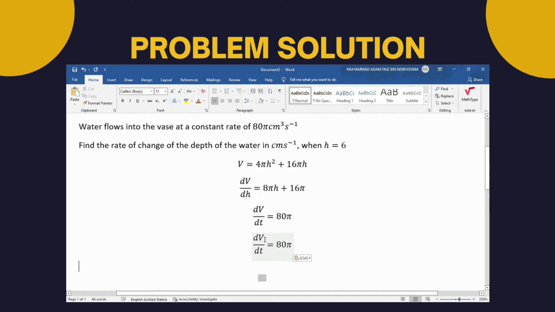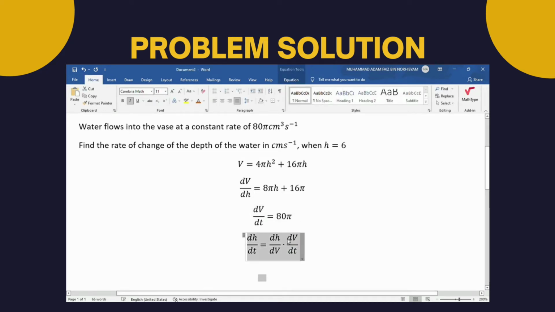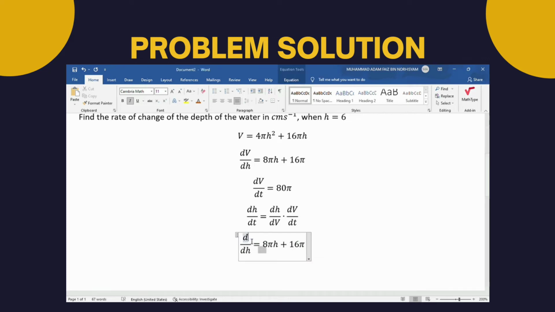So now we have already identified every variable that we can get from the question. We have to apply the chain rule. In our question we need to find the rate of change of the depth of the water in centimeters per second. So it will be dh over dt. To find dh over dt, we have to multiply dh over dV with dV over dt. We already have dV over dt, but to find dh over dV, we have to convert dV over dh to dh over dV.